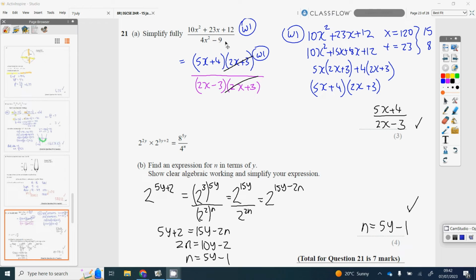Now with the denominator, you've just got to spot that this is a difference between two squares. You've got a square number, take away a square number. So this is 2x plus 3, 2x minus 3.